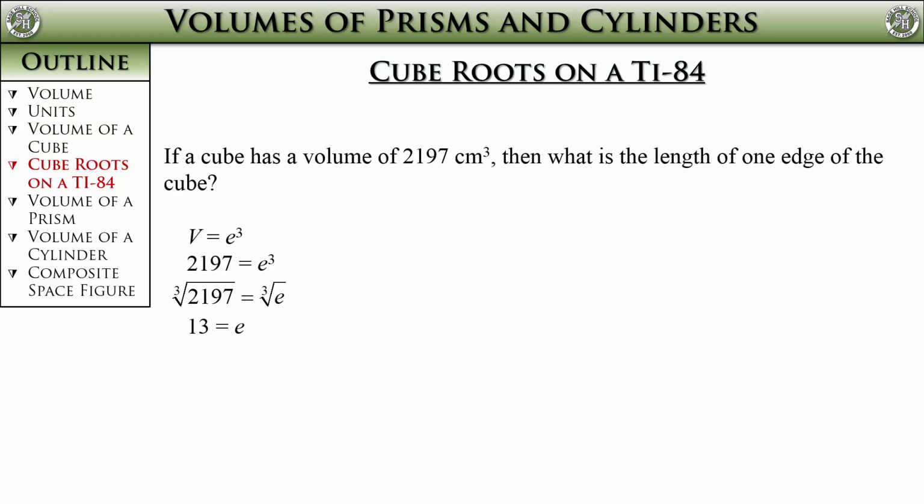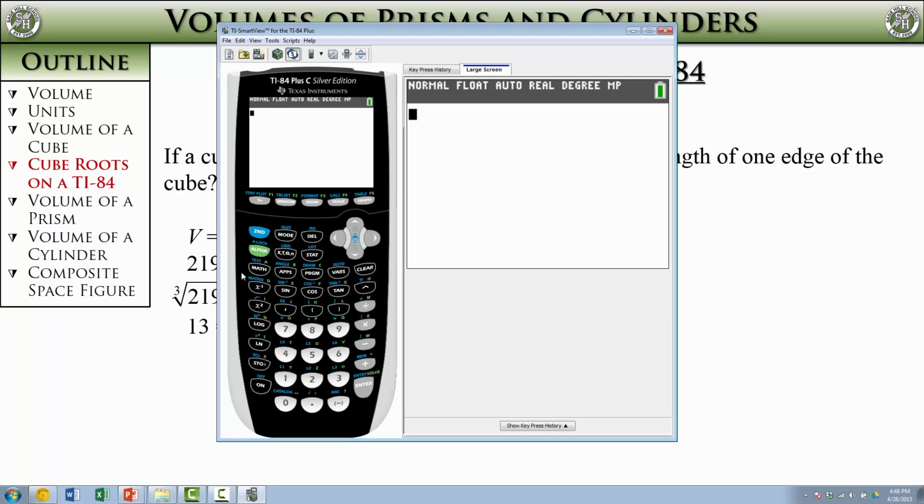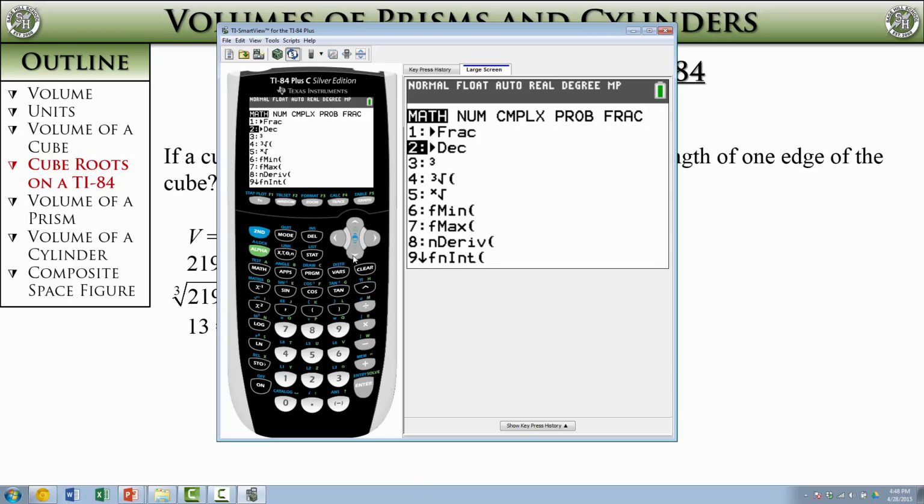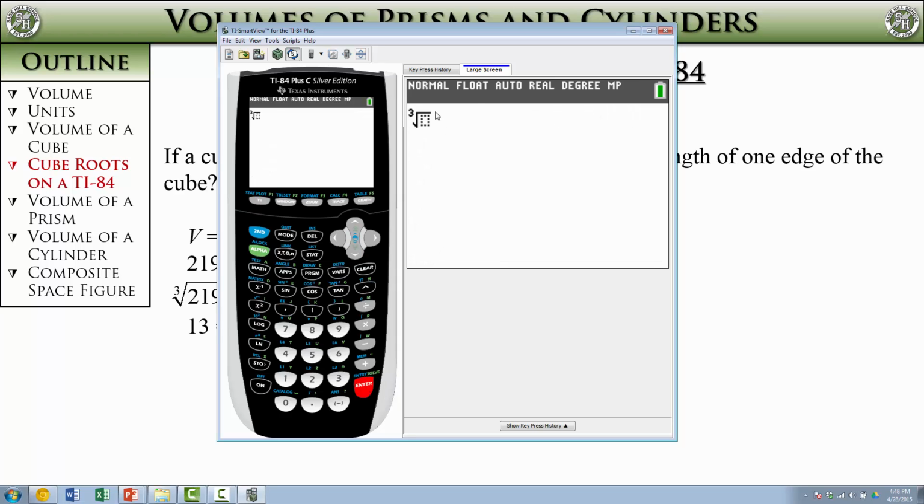I will show you how the TI-84s do it now, since they are the most common one. Here's the TI-84. On the left side of the screen we have a math button. If you click on the math button, the fourth option down is our cube root. You'll notice the little 3 in front of the square root symbol. That's the one we need. You hit enter, and on the screen will pop up our cube root. You then put in 2,197 and hit enter, and there we go, that's our 13.